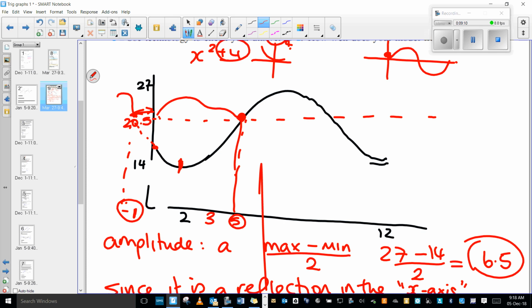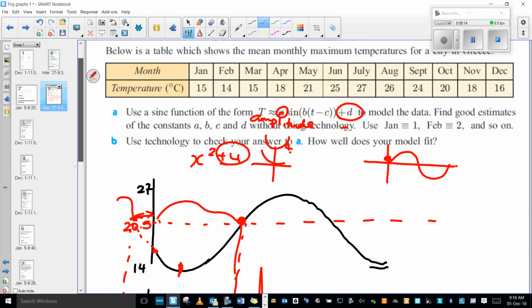Alright, so that's that. Now, what effect does B have on the graph? Yeah, it stretches it wider or thinner. And so what feature of the graph does it change? The period. Okay? So it affects the period of it.